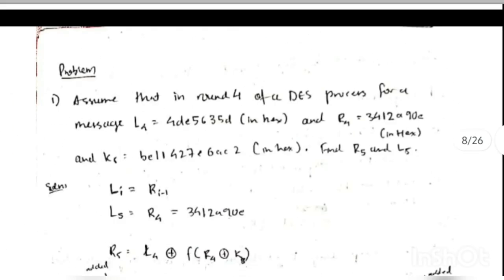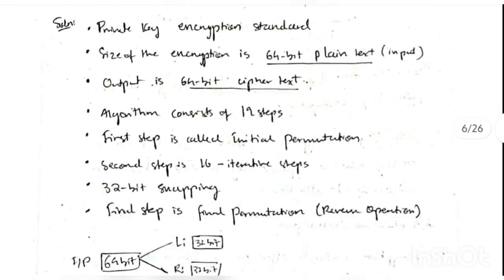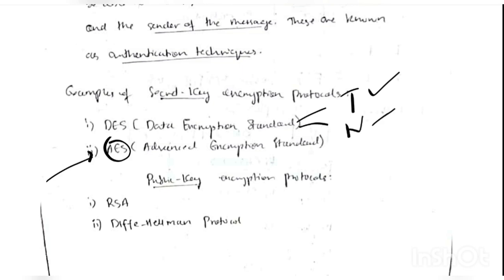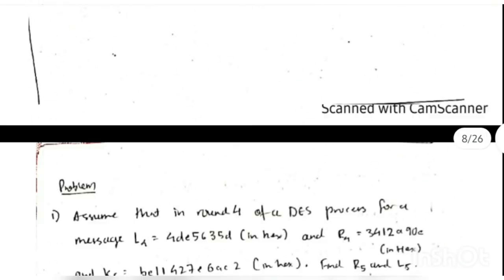The next one is AES. DES theory we have discussed, the numericals also discussed. Next one is AES. It is asked very few times in the exam, so if you want you can skip this one. Okay, so basically it's very easy.